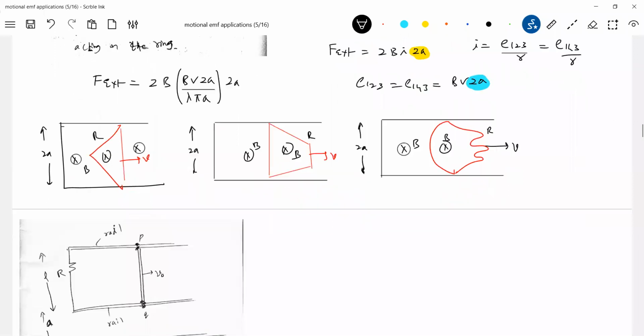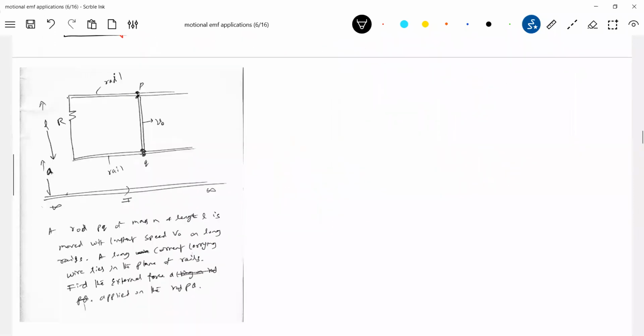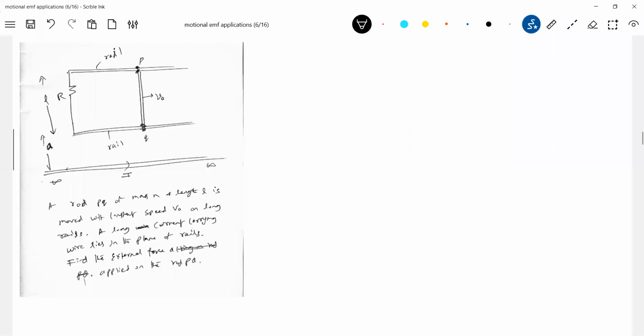Okay, I'll take the next condition. There's a rod PQ of mass m and length L moved with constant speed V0 on long rails. A long current carrying wire lies in the plane of the rails. Find the external force applied on the rod PQ. These are fixed. The rails are also fixed here.